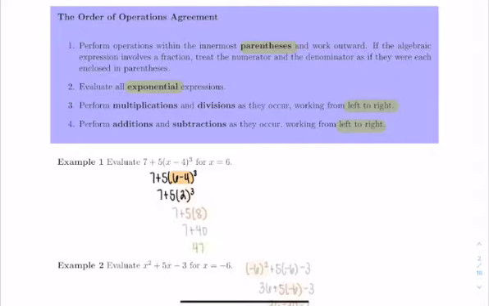The next thing on our list is exponential expressions, so that means the 2 cubed is going to be simplified next. So we have 7 plus 5, and 2 cubed is 8. Now that we've done that, we want to look at our multiplication. So 5 times 8 is next on the list. And 5 times 8 is 40. And 7 plus 40 is 47, which is my final answer.